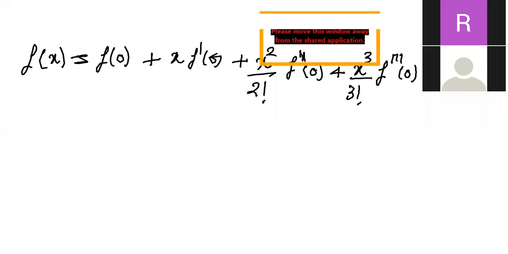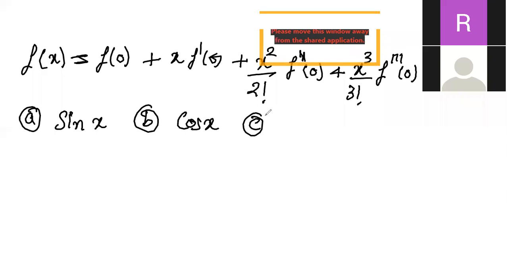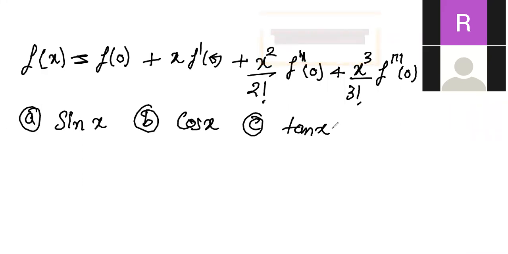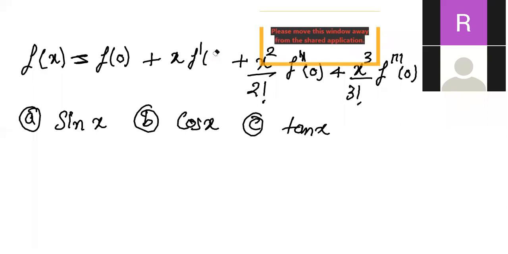So first of all, let me expand sin x, cos x, and tan x. In the first lecture, we wrote the series of sin x and cos x, and I told you that we will derive this also. So let's derive the sin x and cos x series with the help of the Maclaurin series. Sin x, cos x, and tan x. Okay, let's start.